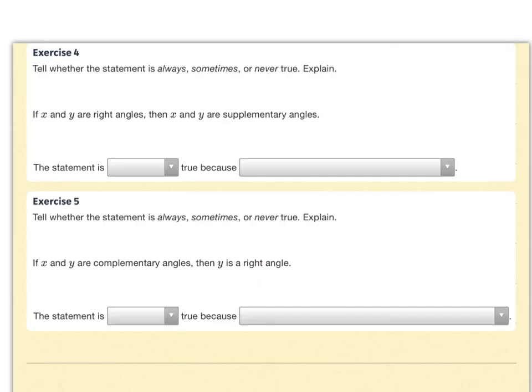All right, number 4 says x and y are right angles, then x and y are supplementary. Well, remember, right angles are 90 degrees. So if x is 90 degrees and y is 90 degrees, they would have to always add to 180. And that's what supplementary angles are, two angles that add to 180 degrees. So this would be always true. If they're both right angles, they will always add to 180 degrees.